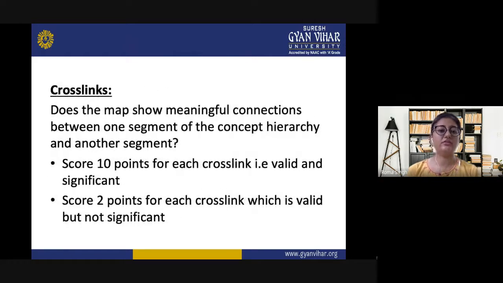Then they will check the cross links. So does the map show meaningful connections between one segment of the hierarchical concept and another segment? So if it is valid and significant, you can give scores as you have decided. You can give 10 points for each cross link that is valid and significant. And if it is valid but not significant, you can certainly give a few points if you have decided to motivate the student or properly assess the student.